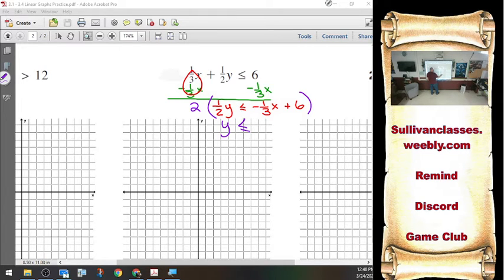2 times negative 1/3. Well, 2/1 times negative 1/3 is negative 2/3. Or let the calculator do the work for you. I don't care, I just want you to do it. What's 2 times 6? 12.